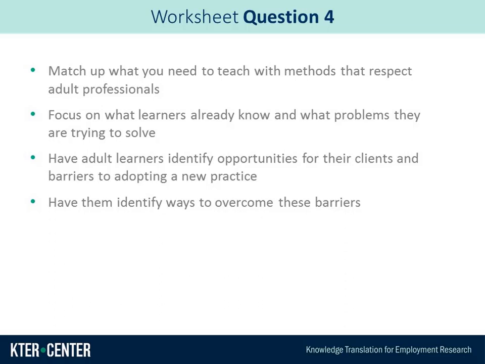Now that you have in mind the specific things you want to teach, this is a good time to think about how to teach them. Again, this goes back to who your adult learners are. They are self-directed, have their own experiences and skills, and know what they want to do. Therefore, the next step is matching up what you need to teach with methods that respect them as the professionals they are.